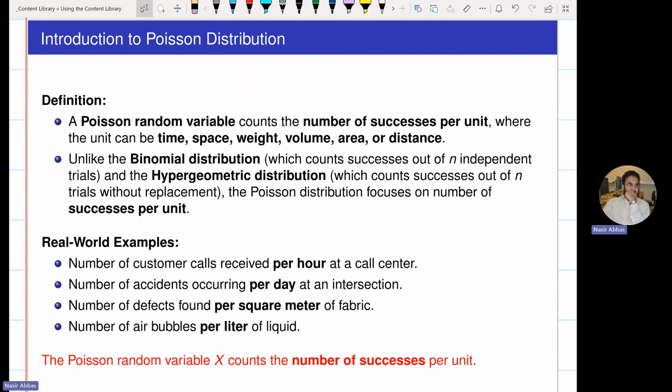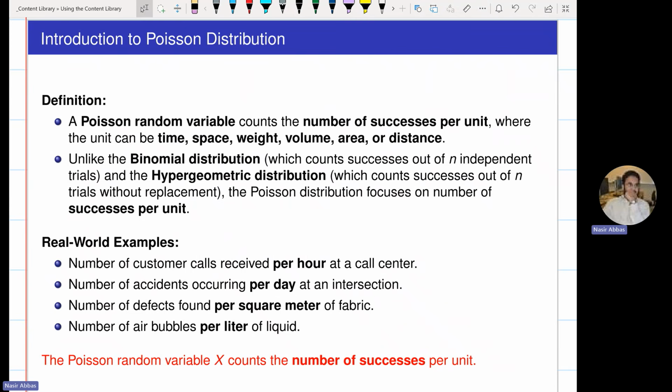Number of accidents per day. Look at the bold, the key is the bold. Per day, per hour. Number of defects per square meter. You are making metallic sheets of 1 meter square, and you're trying to see the number of defects per square meter of this fabric sheet or metallic sheet. Number of air bubbles per liter of liquid, per liter. Again, the key is what? Per unit.